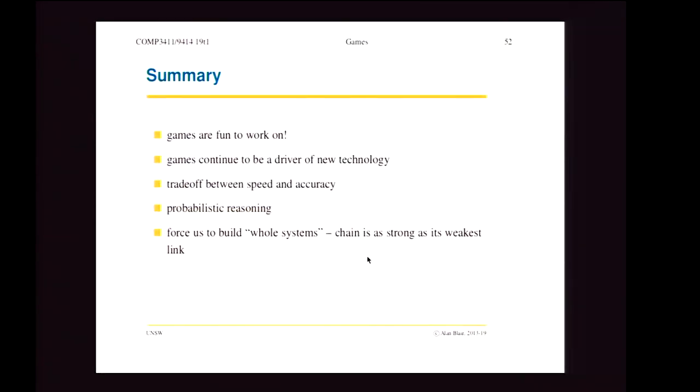Good. Okay, so I think we'll take a 5-minute break now, and then when we come back, I'll talk a little bit about reactive agents and possibly path planning.